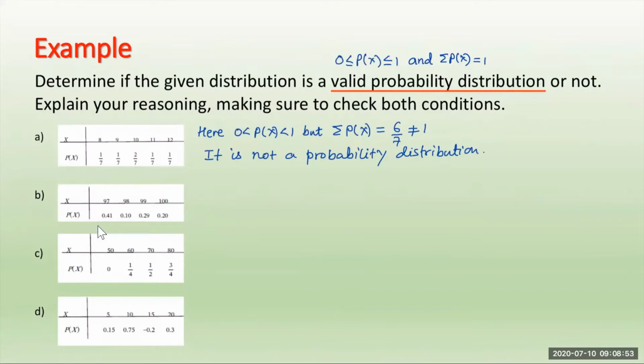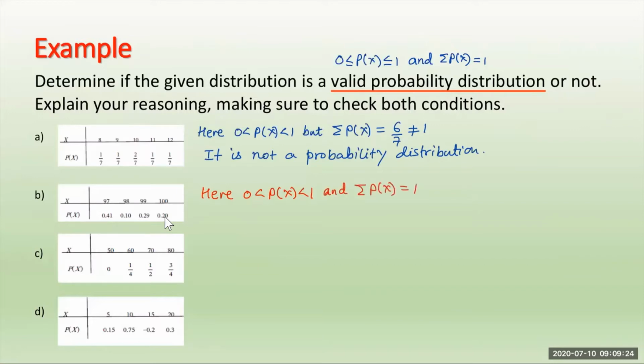If you look at B, here you can see all probabilities are between 0 and 1. So the first condition is true. And if you try to add these probabilities, you can also add in your calculator: 0.41 plus 0.10 plus 0.29 plus 0.20. What is that equal to? 1. It is exactly equal to 1. Very good.